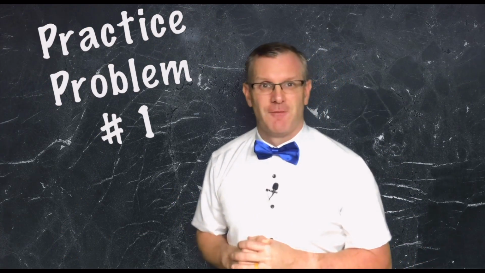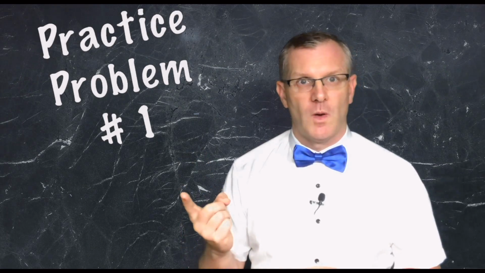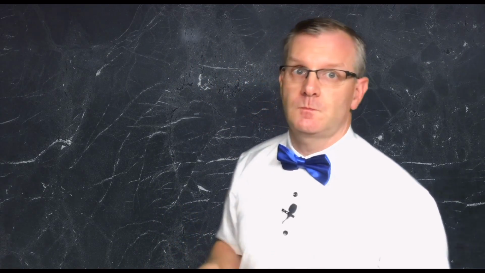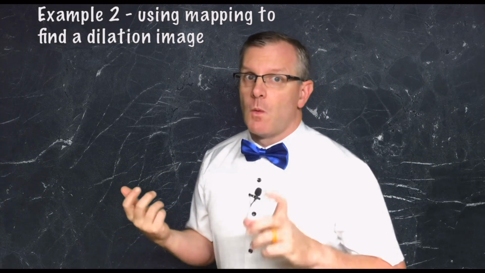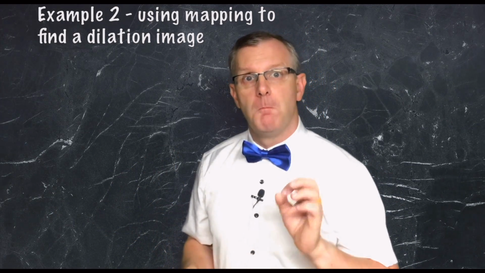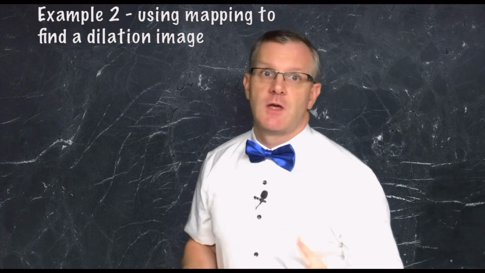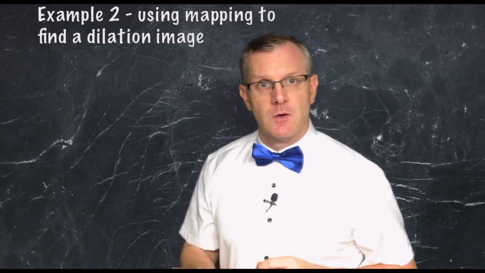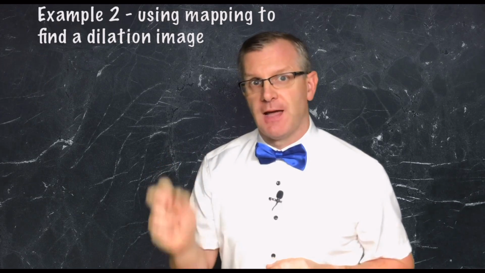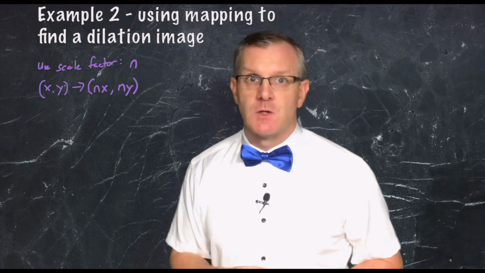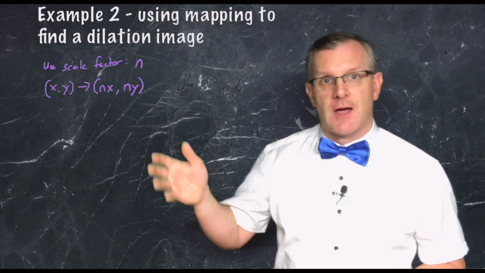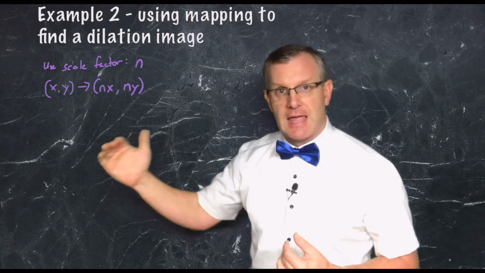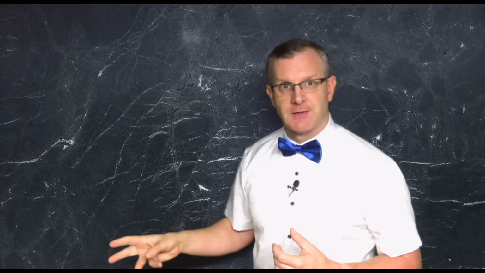Ladies and gentlemen, now it's time for practice problem number 1. We're using mapping to help us determine the new grid coordinates, the new points after the dilation. When you're using mapping, you must know the scale factor. In this case it's n. When we multiply n times our x and y coordinates, the mapping looks like (x, y) maps to (n times x, n times y). We multiply both x and y by that same scale factor.